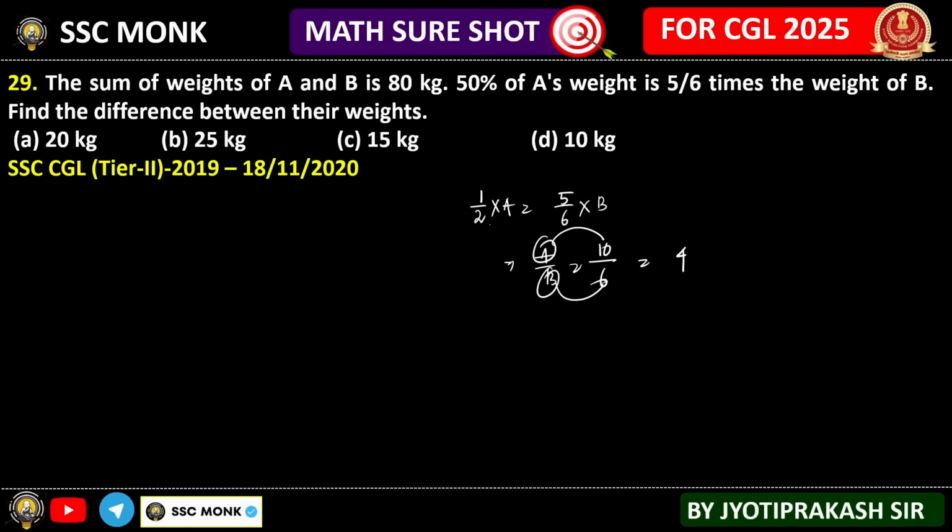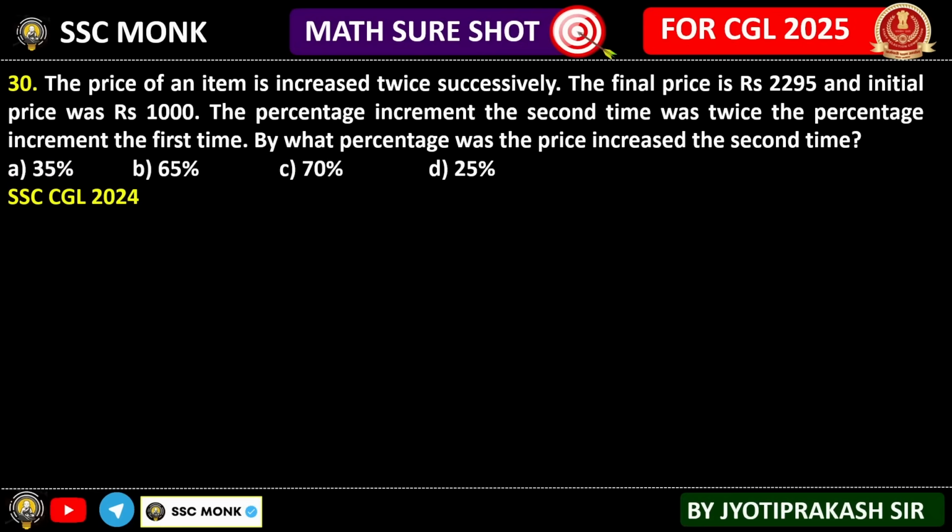Now what it is saying, sum of weight of A and B is 80. So 10 plus 6, 16 is equal to 80. So one part is equal to 80 by 16, that is 5 kg. Difference is 4 parts, so 4 into 5 is equal to 20 kg difference. Answer option A.